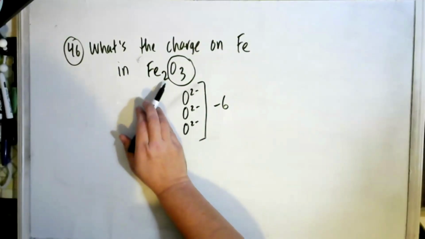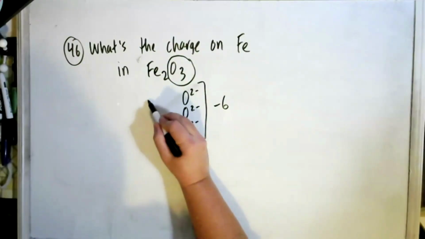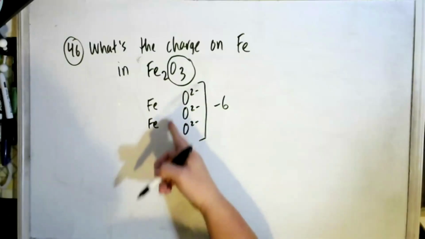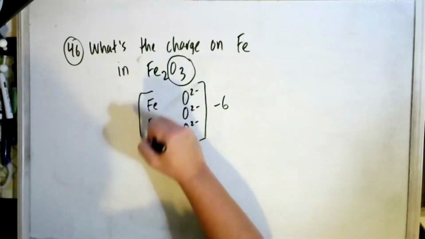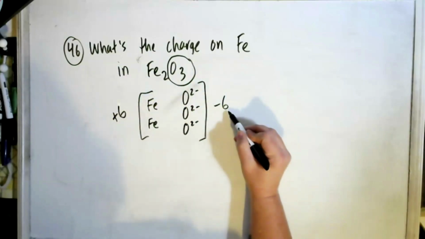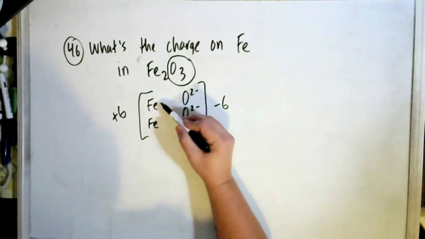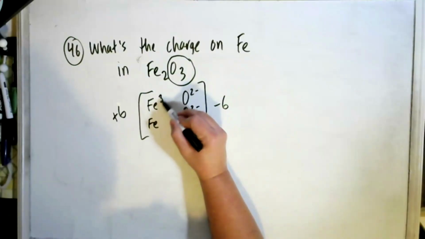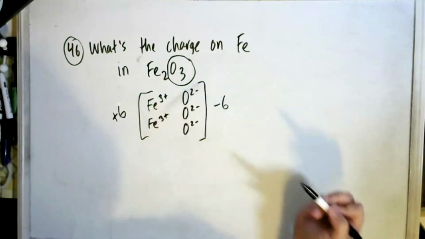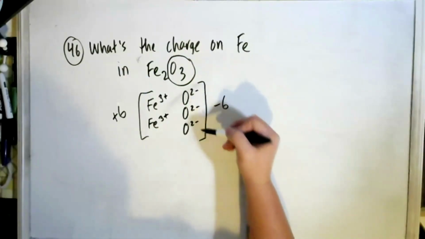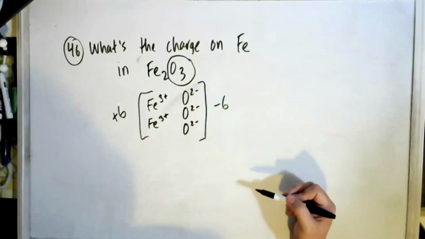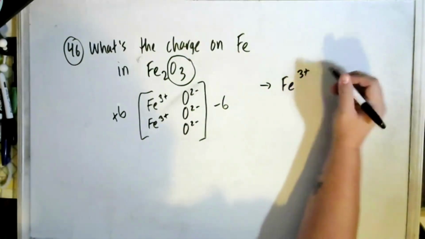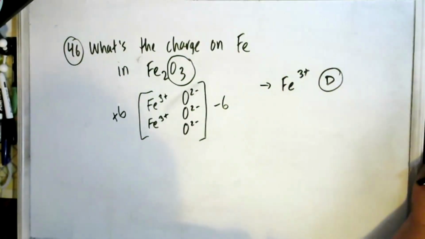What this first part of my formula tells me is that I have 2 irons. So I know I'm going to have 2 of these. And so now you have to ask yourself, you only have 2 irons, and they're going to have to add up to +6 so that they counteract this -6. So then you ask yourself, what's the charge on each one of these irons? The charge on each iron is going to be +3, so that it can balance out 3 -2s from your oxygen. Okay, so for this one, it's going to be Fe 3+, which is choice D.